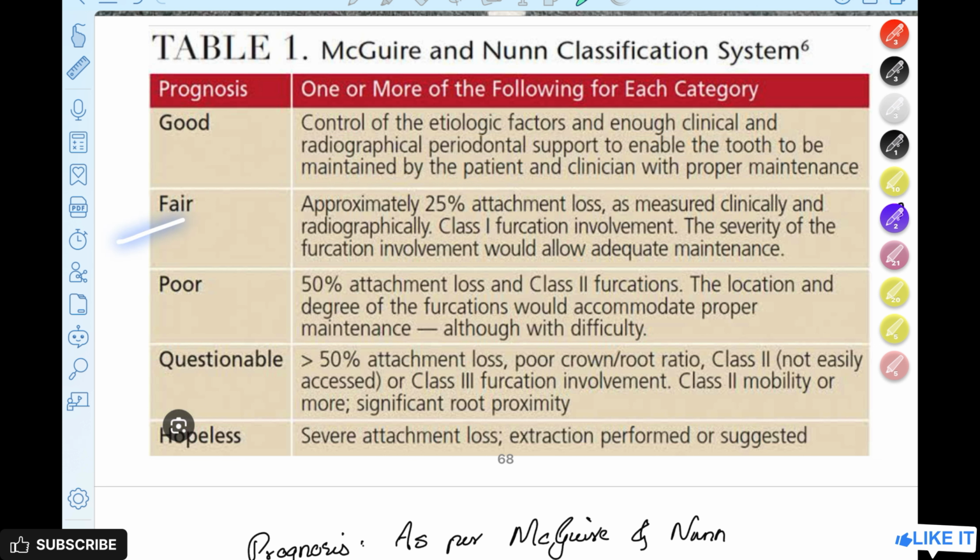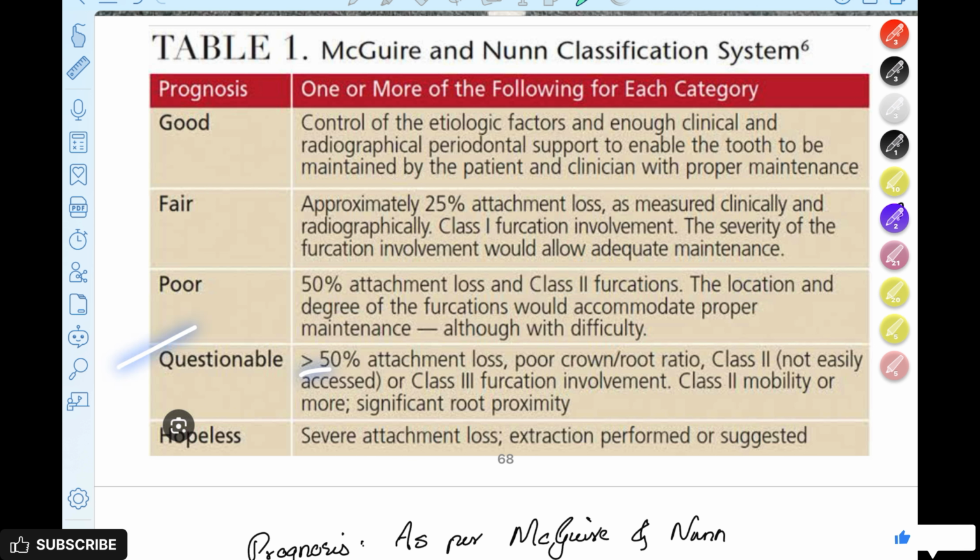In the case of fair prognosis, approximately 25% attachment loss, that is CAL, as measured clinically and radiographically, if there is class 1 furcation involvement. Very important, class 1 furcation comes in fair prognosis. The severity of furcation involvement would allow adequate maintenance. Next is the poor. If 50% CAL is seen and class 2 furcation, the location and degree of furcation would accommodate proper maintenance, although with difficulty.